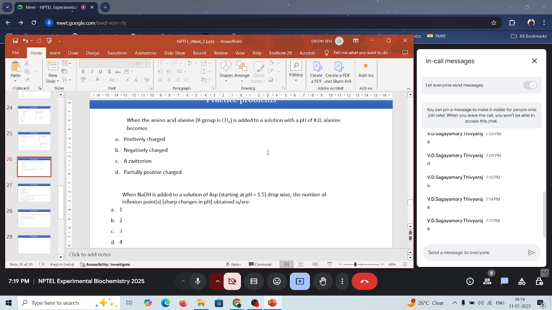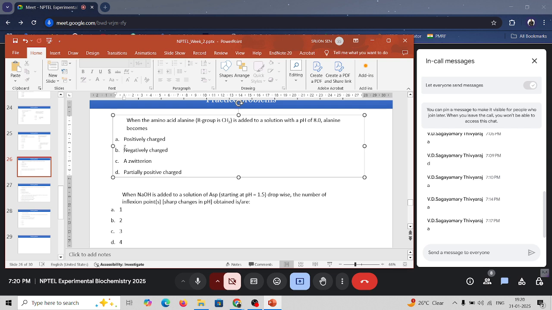So the pI of alanine is basically 6. So the pI is 6 and you have a pH of 8. Just as I was mentioning, if the pH value is higher than the pI, what happens? It becomes negatively charged. Okay, so B is the correct option.